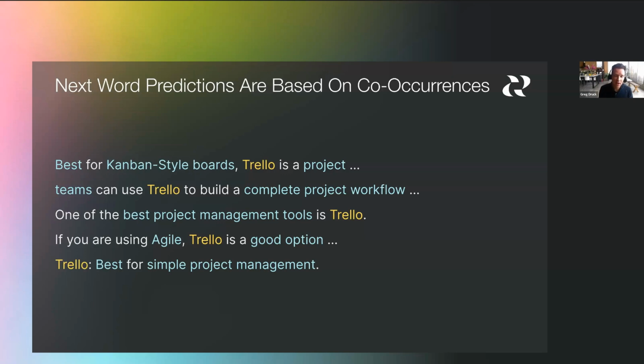So that's a little bit of a high-level description of how LLMs work. And then from here, we can start to think about how we might optimize for LLMs. And I'll turn it over to Ethan.